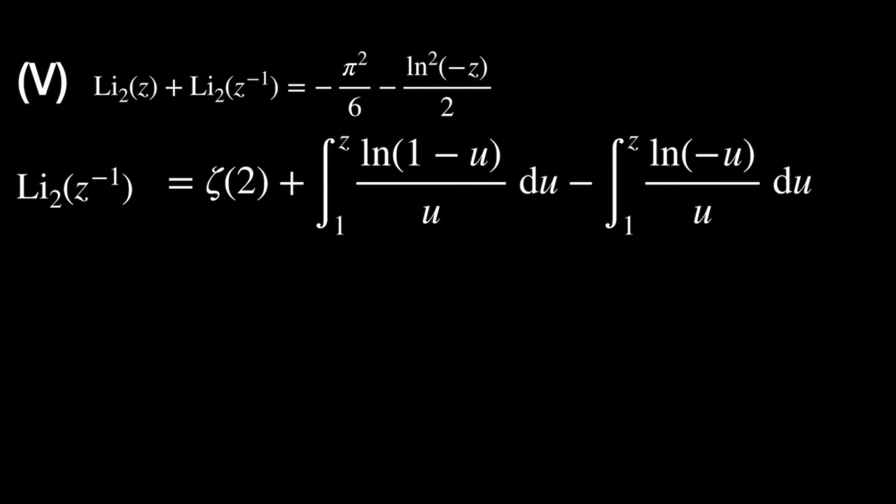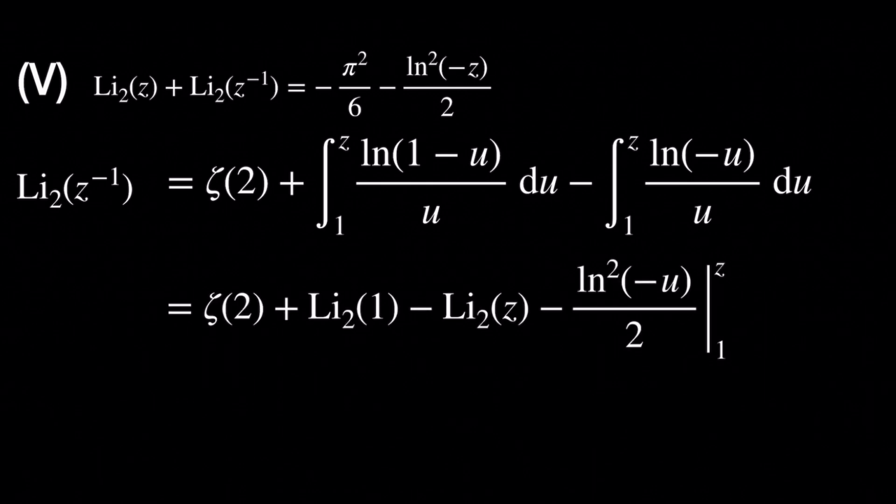Let's look at the first integral. The first integral can be simplified as a difference of two dilogarithm values. So it's going to be Li2 of 1 minus Li2 of z. Okay? And as we compute the last integral, we're going to get negative 1/2 the square of log of negative u, which we're going to evaluate between 1 and z. So after evaluating, we get, and keep in mind that Li2 of 1 is simply theta of 2, theta of 2 plus theta of 2, twice theta of 2.